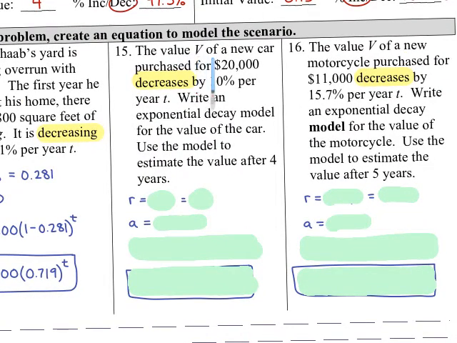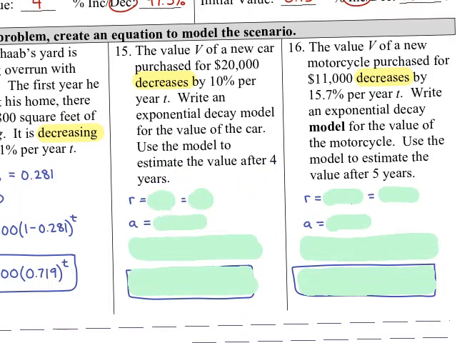All right, the value of a new car purchased for $20,000 decreases by 10% per year. Okay, so we've got the value is V, capital V. The years is t, the number of years. Write an exponential decay model for the value of the car. Then this is the additional part that we didn't have to do in number 14: use the model to estimate the value after 4 years.